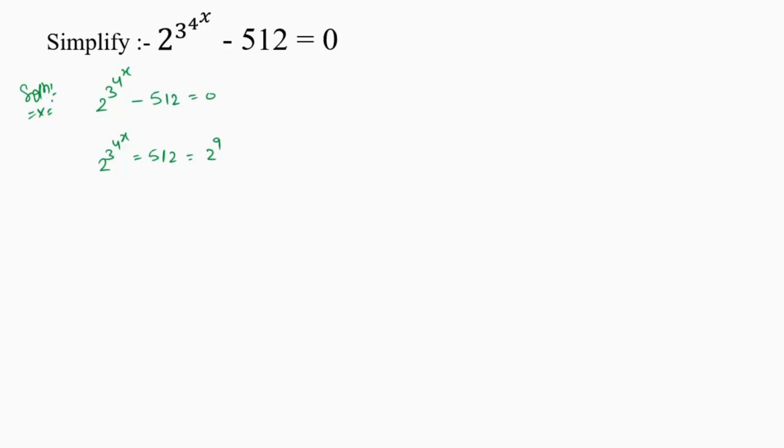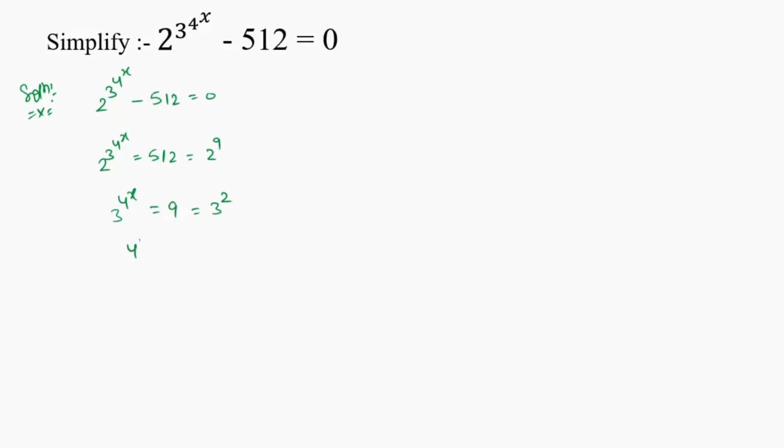Since their bases are same on both sides, their power will be equal. So we get 3 raised to power 4 raised to power x is equal to 9, and 9 can be written as 3 raised to power 2. Since their bases are same, their power will be equal.